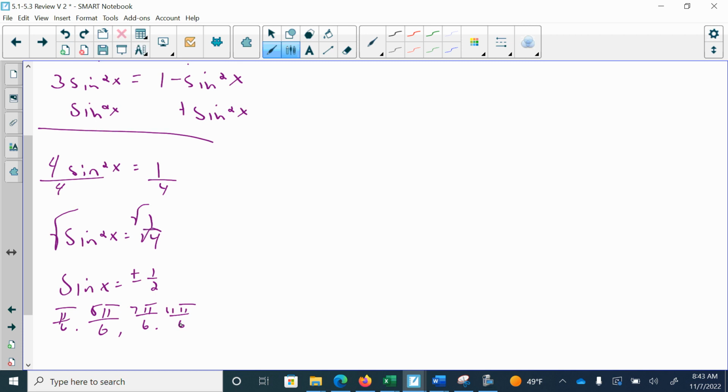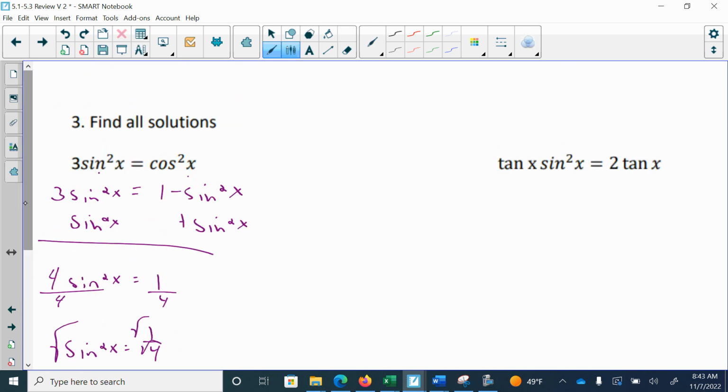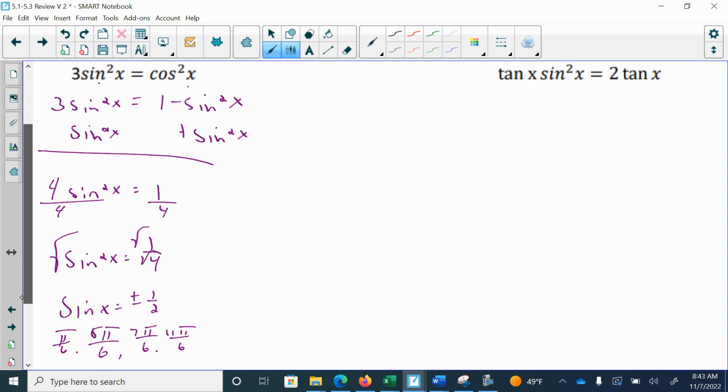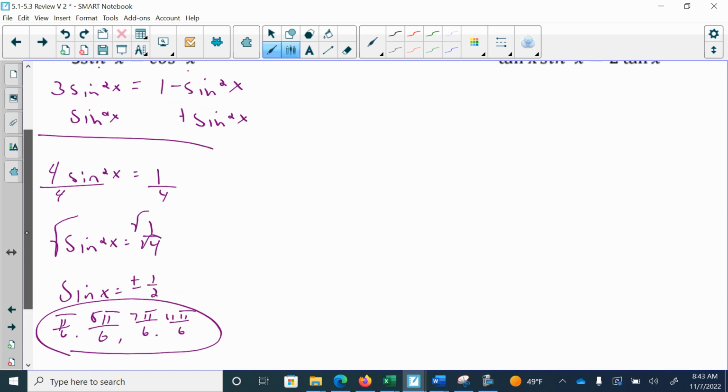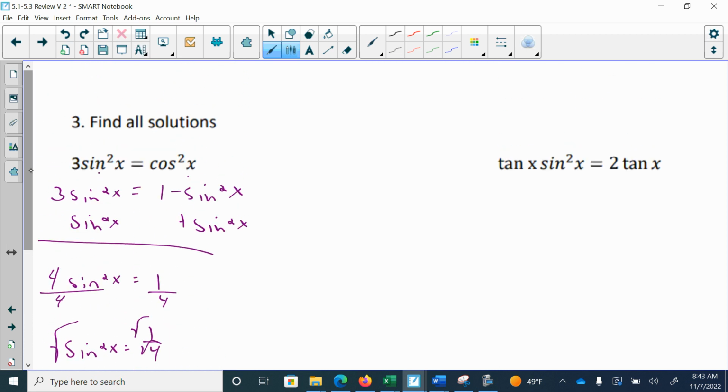Now, if I would have solved for cosine squared instead, I would have gotten cosine x is equal to plus or minus the square root of 3 over 2. I'm still going to get these same answers. So it doesn't matter which way you do it, as long as you do it correctly, you'll get the same answer. Okay, the next one, I have tangent of x times sine squared x is equal to 2 tangent x.